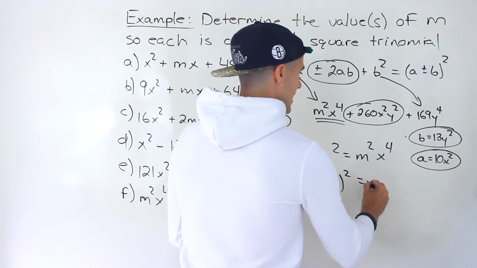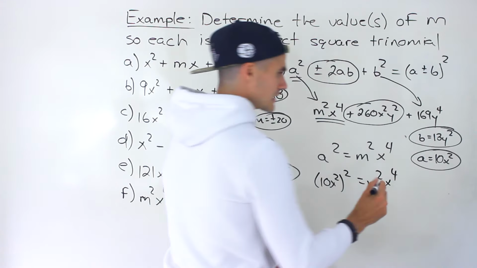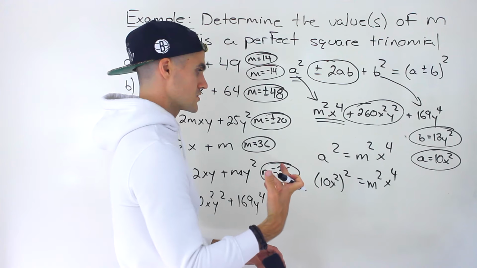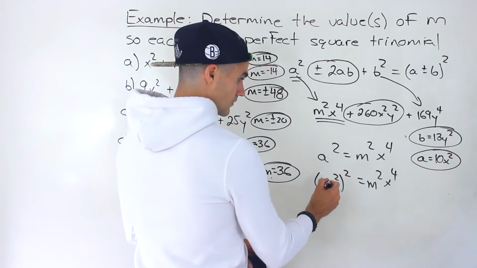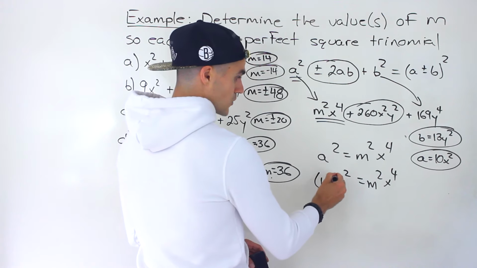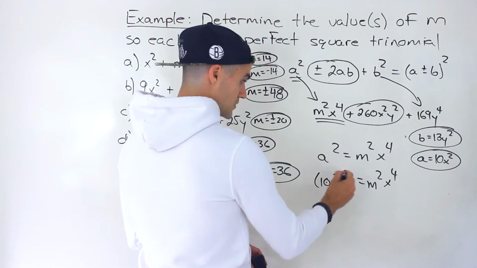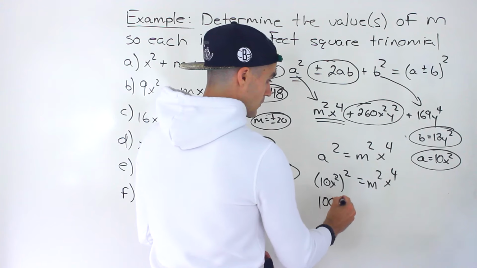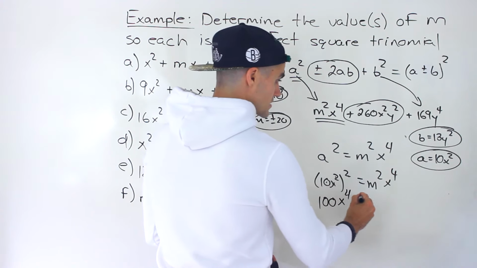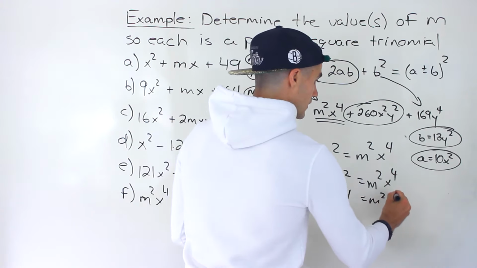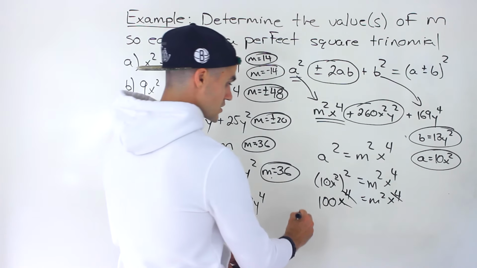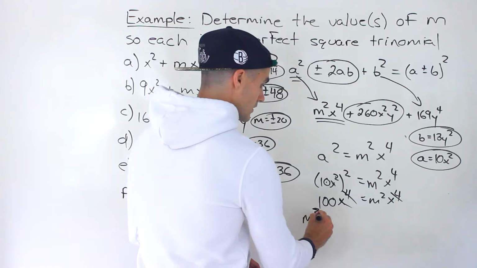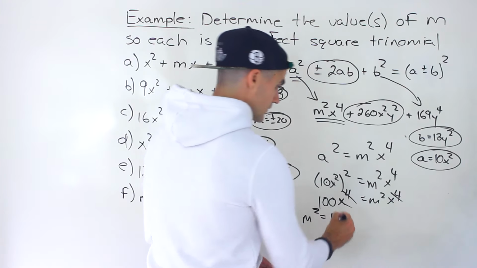Okay, so like I said, it's kind of just mixing and matching. It's almost like solving a puzzle, just a bunch of pieces to go through. Now over here, this 10x squared squared, we take the 10 and we square it, which would give us 100. Then we have x squared squared, which would give us x to the 4. Then we have m squared x to the 4. The x to the 4's cancel out. And we're just left with m squared equaling 100.